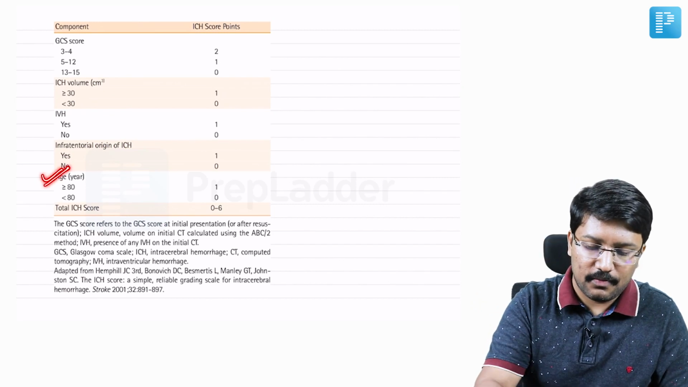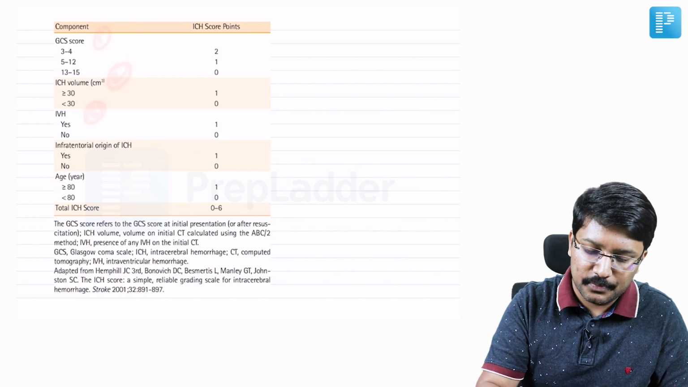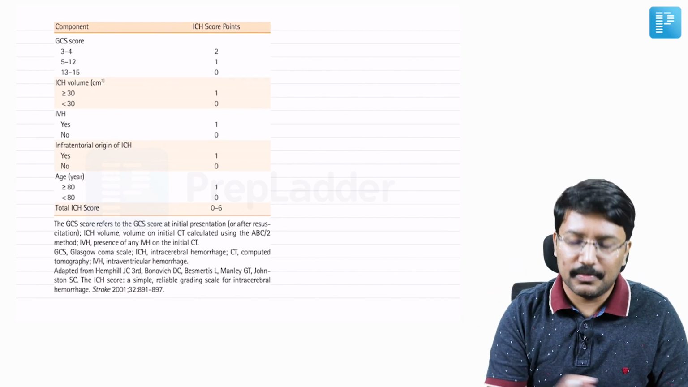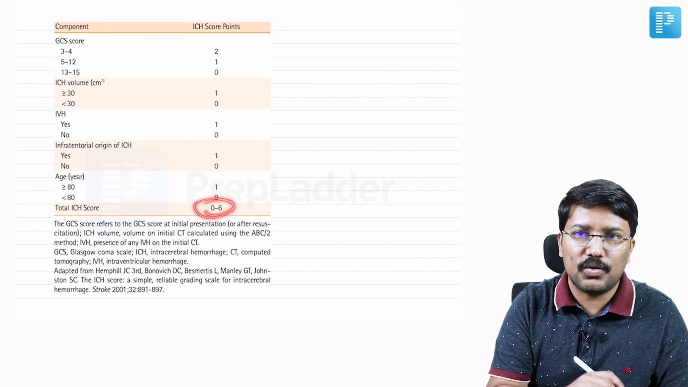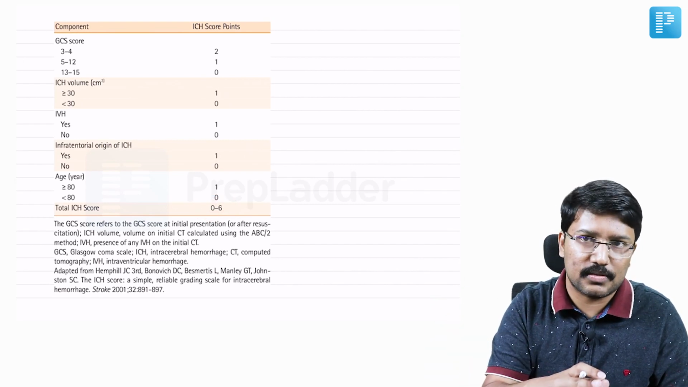Age is part of it. So we have 1 GCS, 2 ICH volume, 3 whether there is intraventricular bleed, 4 whether it is infratentorial or supratentorial in origin, and 5 age. So 5 components in the ICH score, right? The eventual score would be in the range of 0 to 6, right? So higher the score, we know poorer is the prognosis, right?